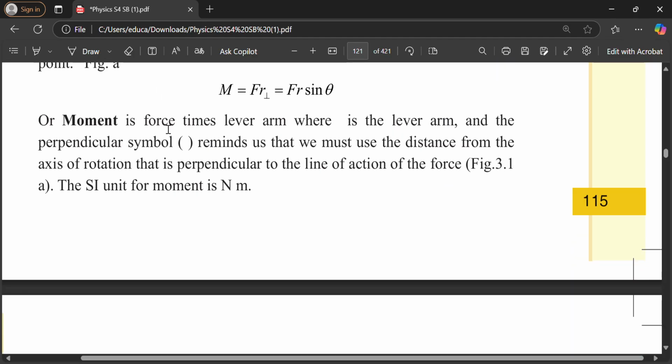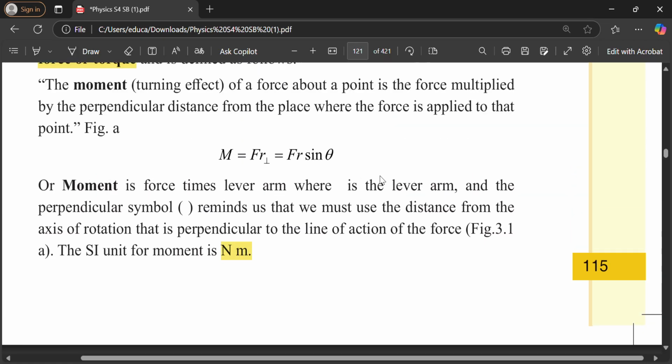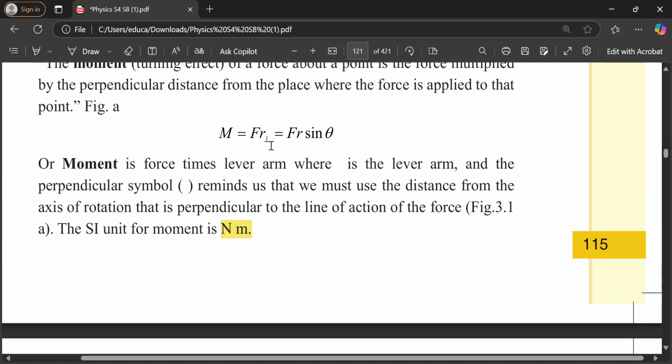Mu magambo make, moment is force times lever arm, where the lever arm and the perpendicular symbol reminds us we must use distance from the axis of the rotation that is perpendicular to the action of force. Turaza kubibonamo neza. Ubwo bivuze yuko rero SI unit cyangwa se unit ya moment ari Newton meter, kubera ko bafashe force ugakuba na distance. So this symbol just to show ko iyo distance igomba kuba iri perpendicular kuri force.